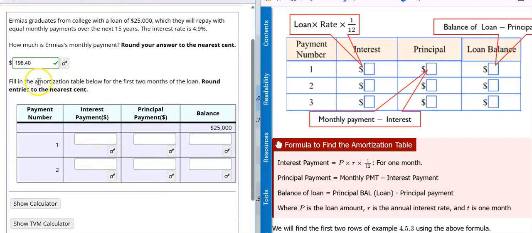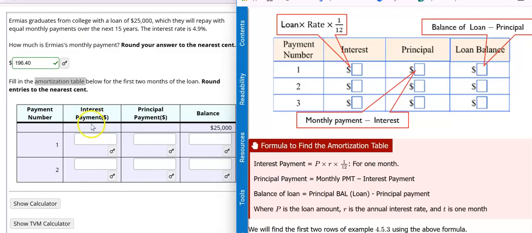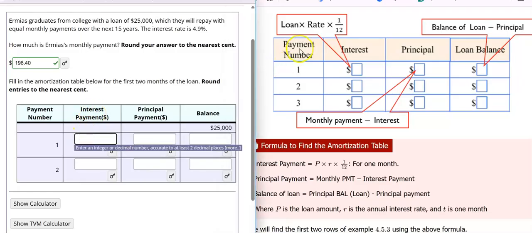Now you have to fill in this amortization table. Remember that an amortization table has a payment number column, interest column, principal column, and loan balance column. First, you have to find the interest payment. The formula is: interest payment equals loan times rate times 1/12. This is payment number 1.